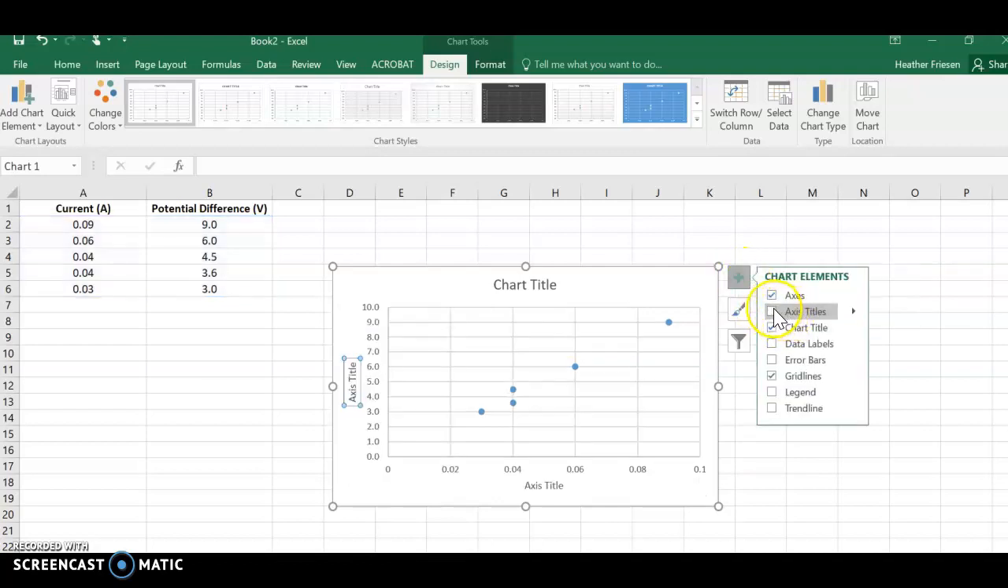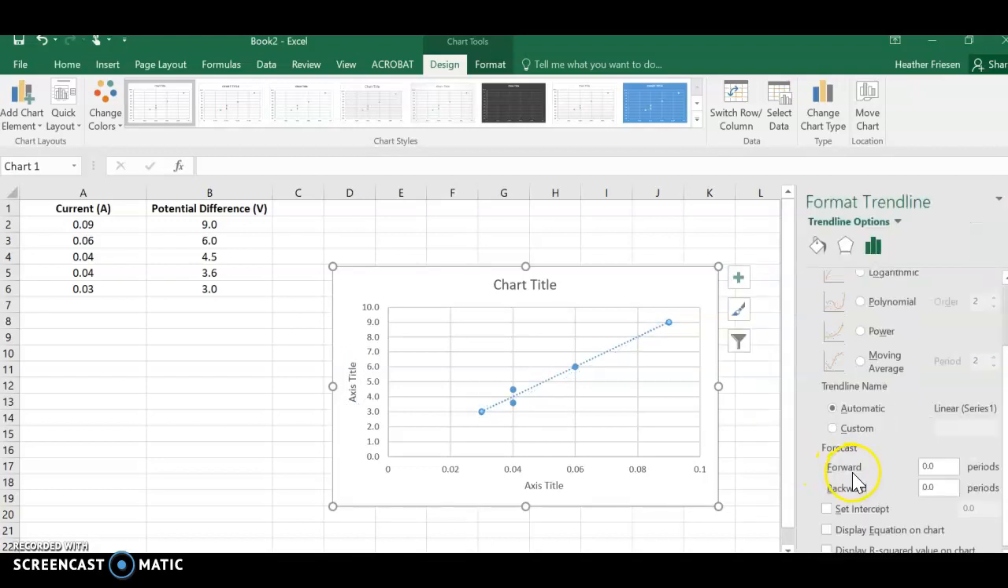So I'm going to add axis titles here. And I also want to add a trend line. So if I click trend line, I'm going to double check that I've got a linear trend line, which I do. And I also want to click on more options because I want to know the slope of that line. And in order to find the slope of that line, I'll click display equation on the chart.